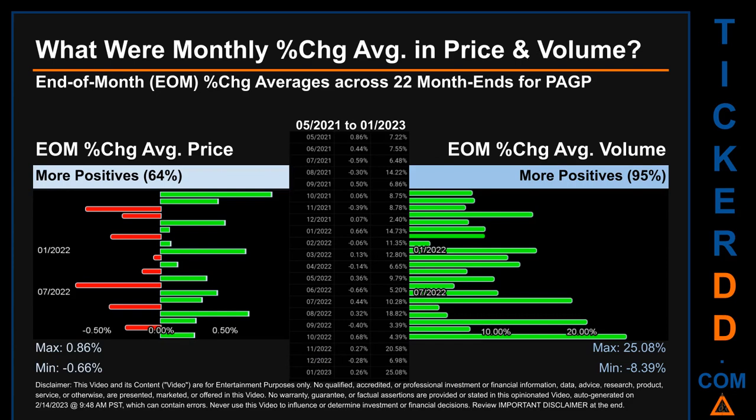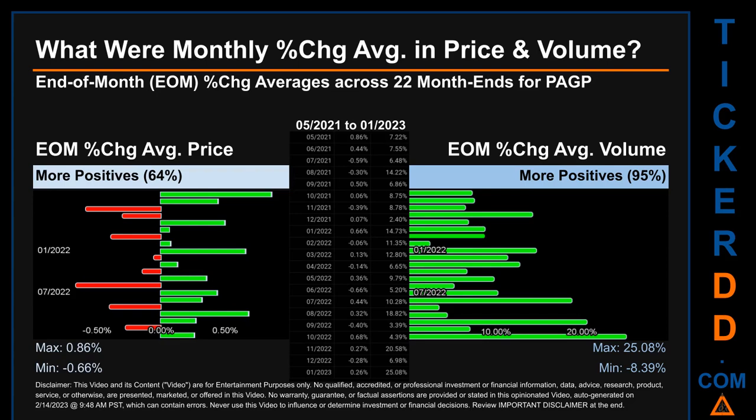What were end-of-month percentage change averages in price and volume for PAGP? The monthly average of percentage change, in price and in volume, were calculated for each of the 22 month ends. That calculation took daily percentage changes and averaged them for each given month. If a month end came out negative, then it means that the month summarily saw a negative change.